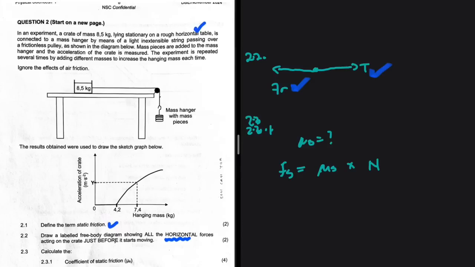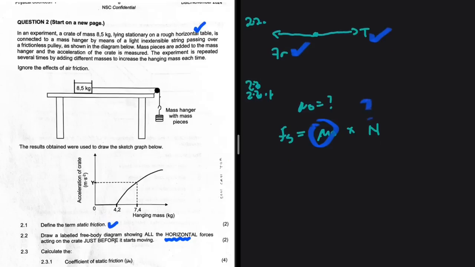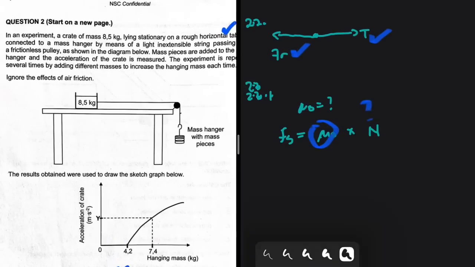So what information do we have? Do we have the frictional force? Maybe. Let's take a look and see what we have here. We are actually not given the static frictional force. So how are we supposed to calculate it? But do we have the coefficient? The coefficient is what we're interested in, so obviously we don't have that. What about the normal force? Well, the normal force, we can calculate it, right? Because there's no Fy, the normal force is just going to be equal to the weight. So the normal force is 8.5 multiplied by 9.8.